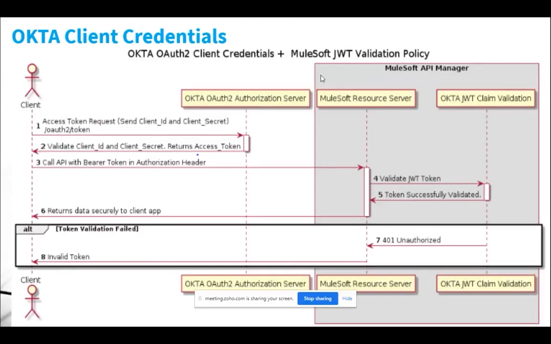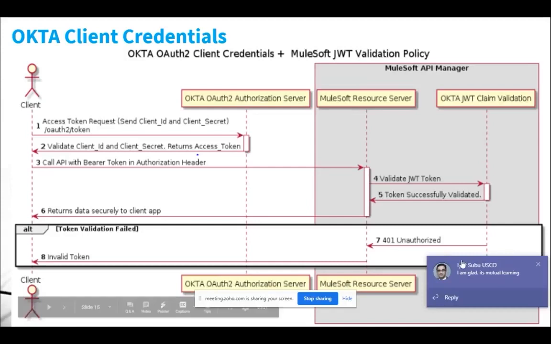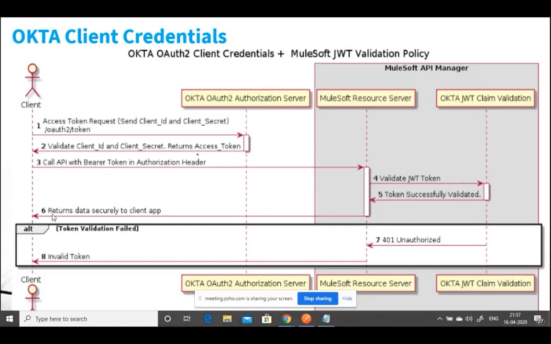Just the provider changes. In this flow, we have removed the resource owner; we don't require the resource owner for client credentials. We simply send the request to the token URL with the client ID and client secret. The token URL responds back with the access token, and then we can send that access token in the authorization header to the MuleSoft resource server. The token will be validated, and the data is returned securely to the client.